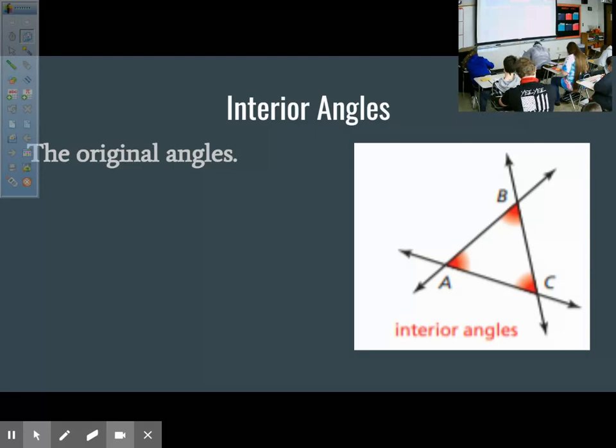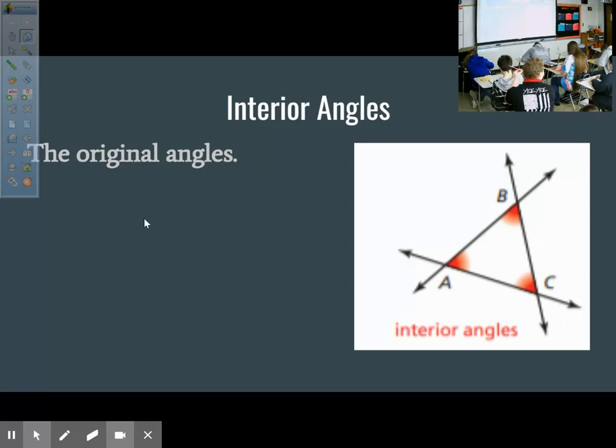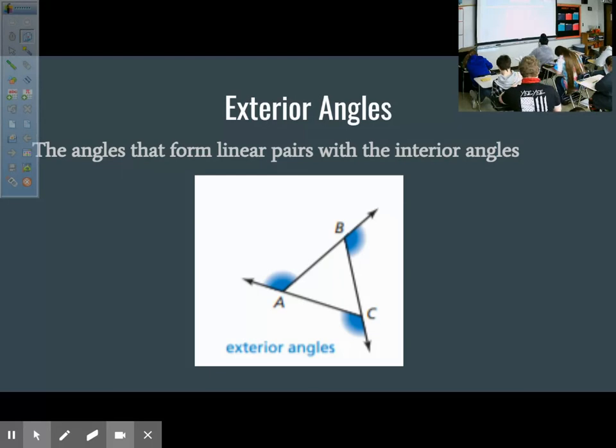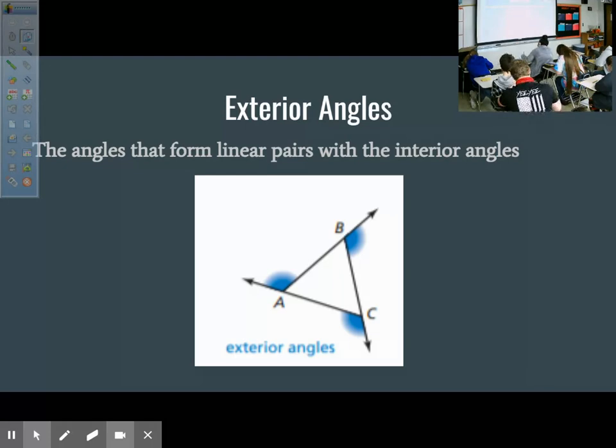Alright, so color the 3 interior angles one color. Now I need you to go down to exterior angles, and I need you to write the definition for exterior angles. Exterior angles are the angles that form linear pairs with the interior angles. These are the same definitions we did on linear pairs Friday. They're the same exact ones.